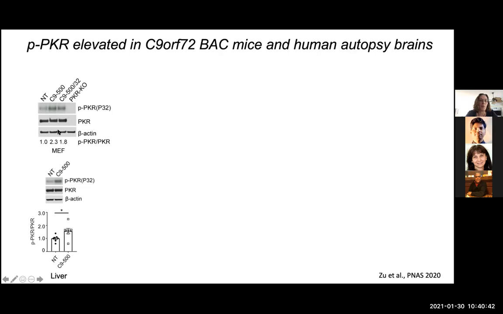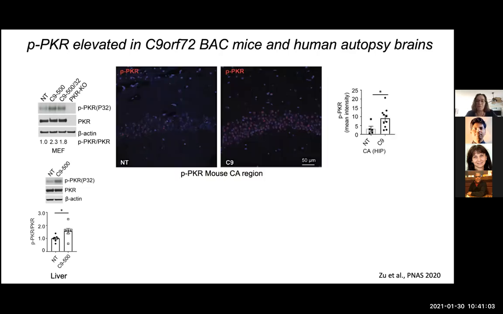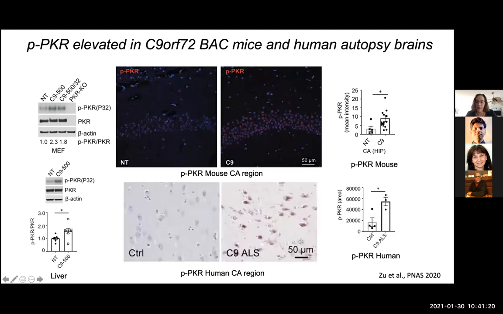And these are mouse embryonic fibroblasts generated from 2 of our BAC transgenic lines that lead to elevated levels of phospho-PKR. And in a liver assay, an in vitro assay, we show that C9 500 mice also have elevated phospho-PKR. And then if we look in the mice by immunofluorescence, and this is done by Xu Guo, you can see an elevated level of phospho-PKR in the C9 mice compared to the non-transgenic littermates, and that's quantitated there. And also in patient autopsy tissues, we see evidence for elevated phospho-PKR compared to control autopsy tissue.